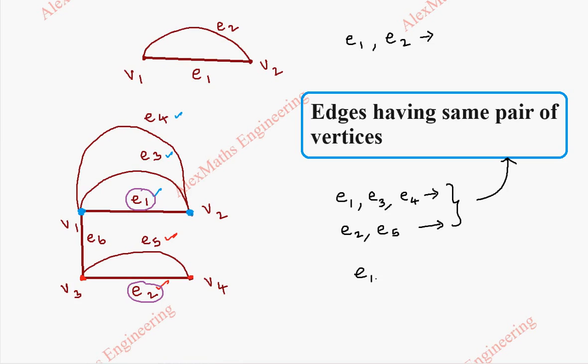But if I take E1 and E2, here it appears parallel, but they are not connected with the same pair of vertices. So they are not parallel edges, but the edges which are having the same pair of vertices are known as the parallel edges.